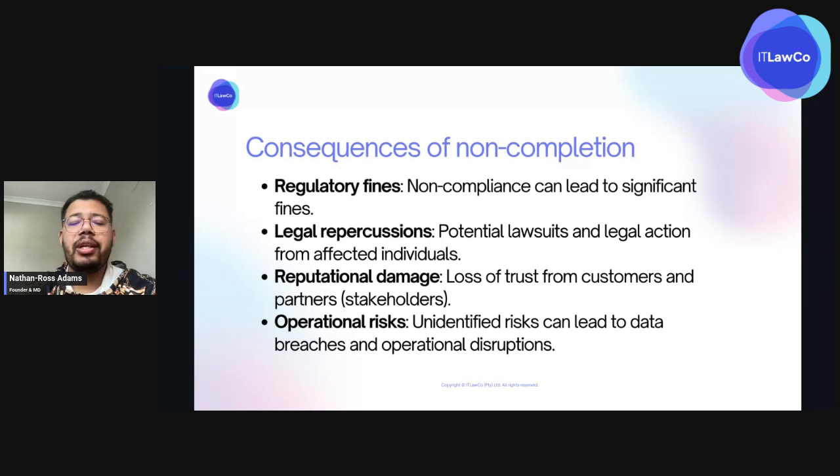Then there's reputational damage, and this seems to be the most pressing concern for many enterprise organizations, that they will lose the trust of their customers and other stakeholders. And so they typically involve PR agencies in this context. And then there are also the unidentified operational risks.